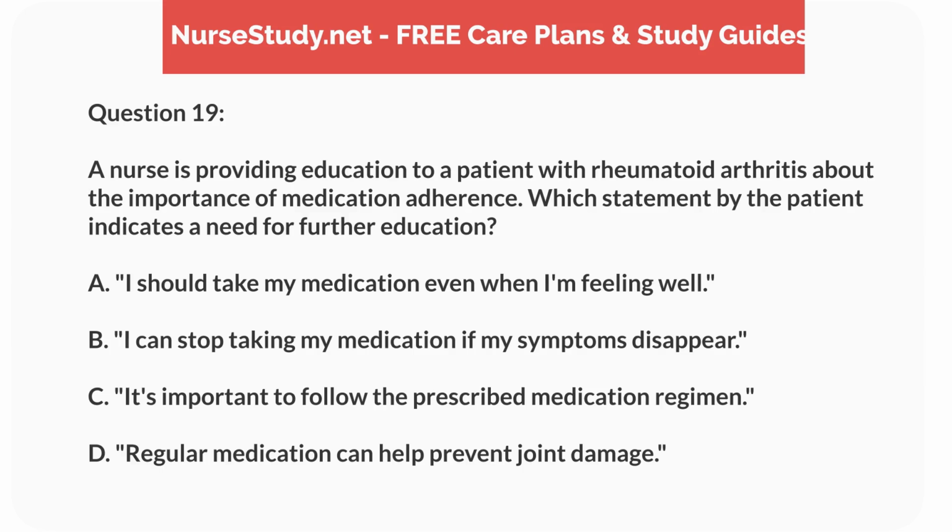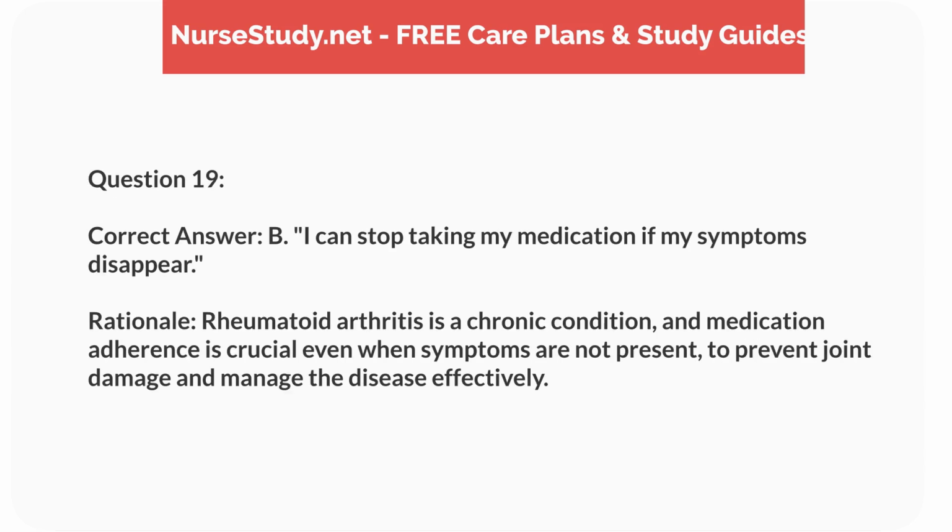Question 19. A nurse is providing education to a patient with rheumatoid arthritis about the importance of medication adherence. Which statement by the patient indicates a need for further education? A. I should take my medication even when I'm feeling well. B. I can stop taking my medication if my symptoms disappear. C. It's important to follow the prescribed medication regimen. D. Regular medication can help prevent joint damage. Correct answer: B. I can stop taking my medication if my symptoms disappear.